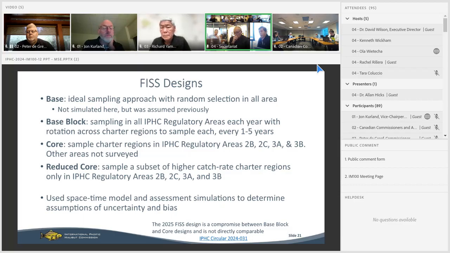Instead, we're simulating a base block design, which is sampling all IPHC regulatory areas with rotations through charter regions, such that all charter regions are sampled every 1 to 5 years. The core design is sampling just the core stock 2B, 2C, 3A, and 3B. Other areas are not surveyed. And then a reduced core is even a smaller subset of the core. And we used a lot of outputs of the space-time model and the assessment simulations to determine reasonable inputs into the MSE simulations.